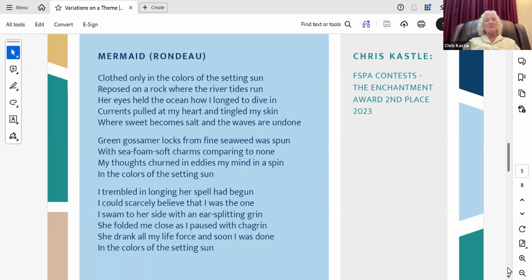So this one, I will say that probably one of my favorite rhymes in this particular poem is, I swam to her side with an ear-splitting grin. She folded me close as I paused with chagrin. It's not often you get to rhyme that word, so it was kind of a different one that I had there. So I thank you for your comments on this.